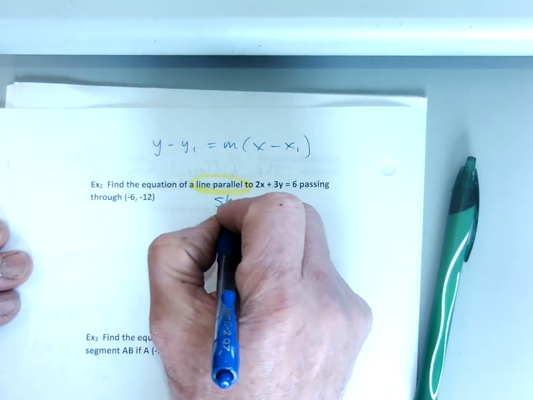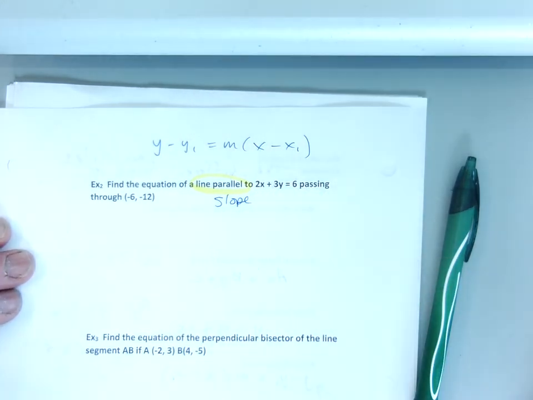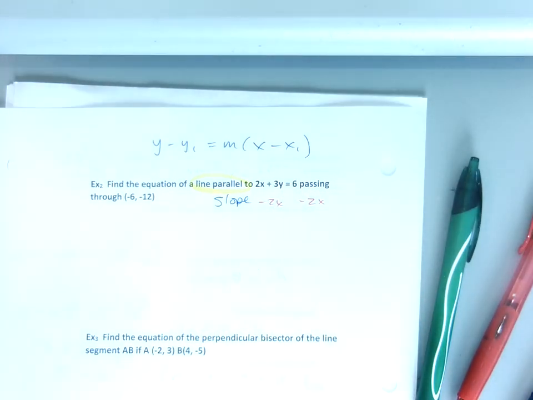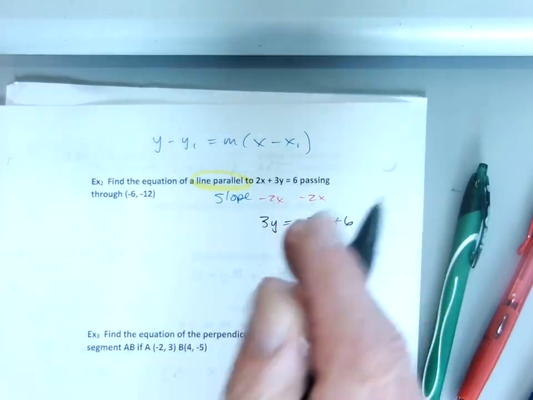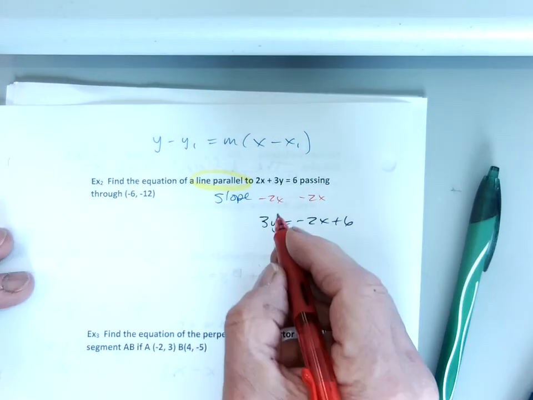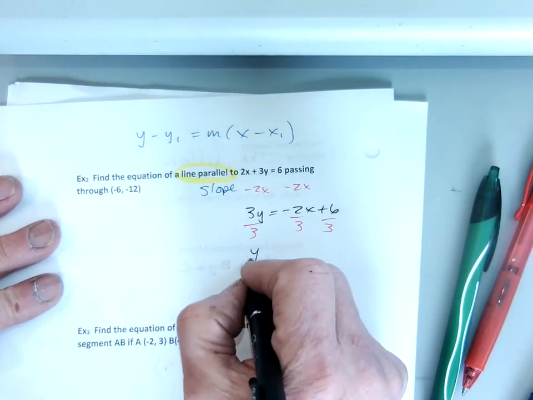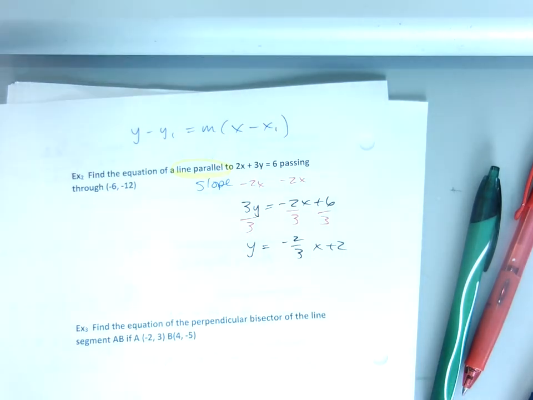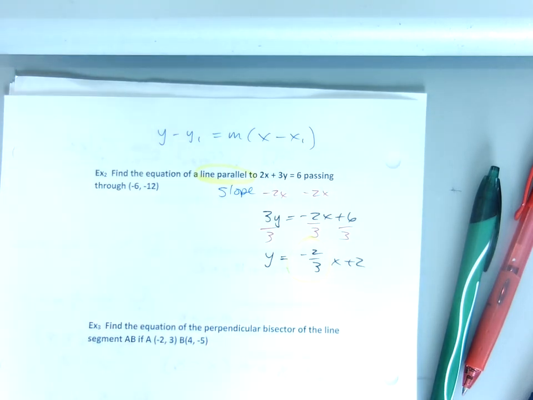To find the slope, I'm going to solve for y. So I'm going to subtract 2x, and I'll have 3y equals negative 2x plus 6. All I'm trying to do is get the slope, so I'm just going to solve for y. Divide by 3 to get y by itself, and I have y equals negative 2/3 x plus 2. Awesome, that's all I needed. These two lines are parallel because they have the same slope.